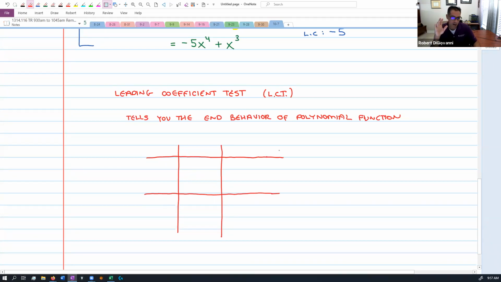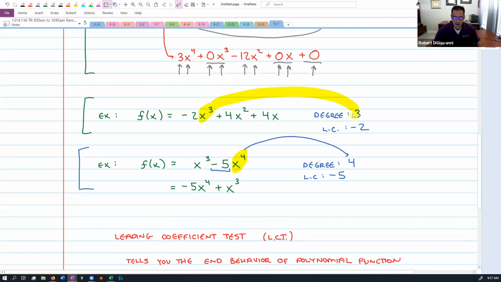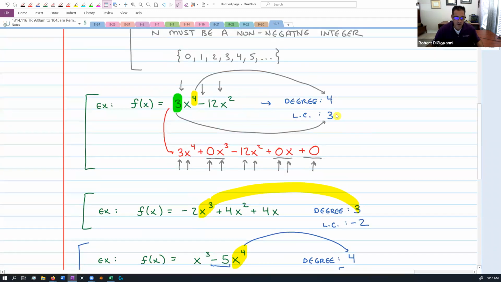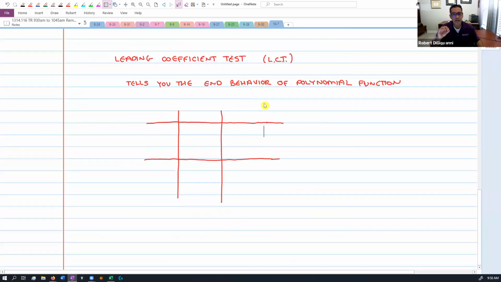Okay, now I'm going to put in this table the 4 different scenarios we can get. Think about when I was asking you for the degree. When I ask you for the degree, would you all agree that the degree has to be some number from this list, right? It's either 0, 1, 2, 3, 4, 5, 6. So the degree will always be the highest power of X. When you look at that degree, that number is either going to be even or odd, right? And that actually tells you something.